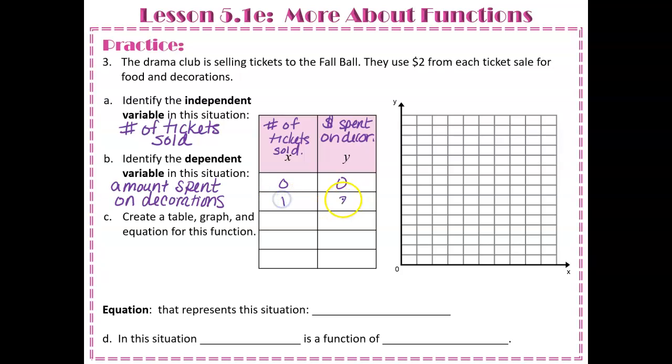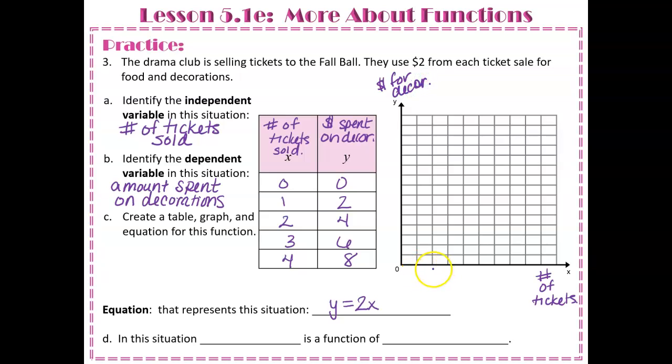If we sell one, we have $2. 2 tickets, we get $4 on decorations. 3, we get 6, 4, $8 for decorations. So my equation is y equals 2x. For every ticket we sell, we get a total of $2. All right, let's label our graph. So this is the number of tickets over here. And this is the dollars for decorations.